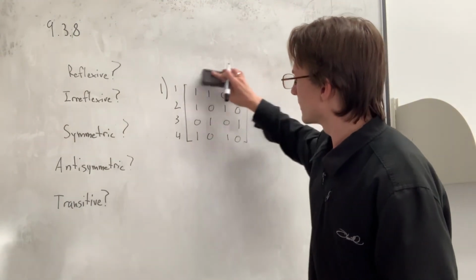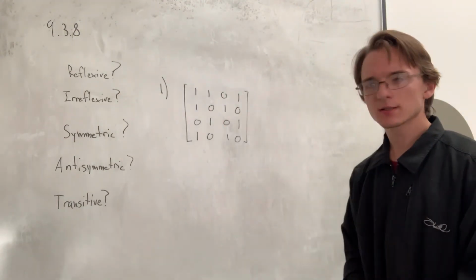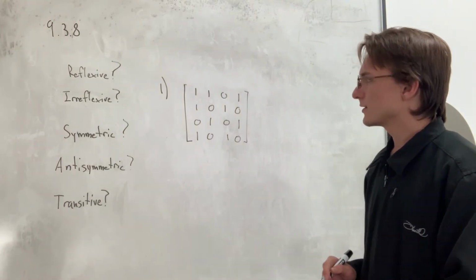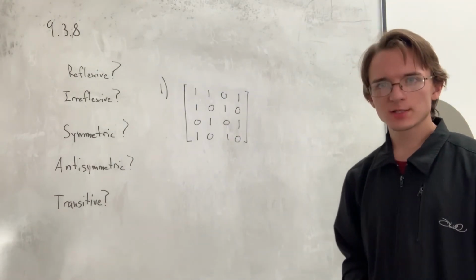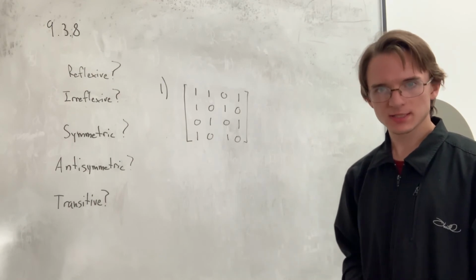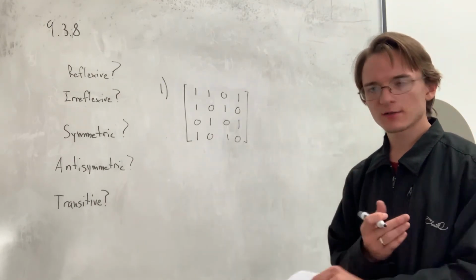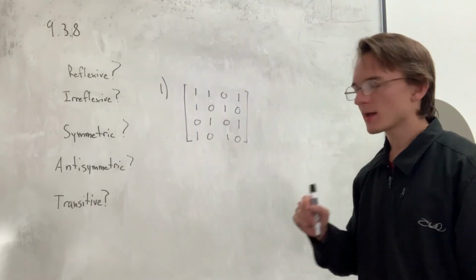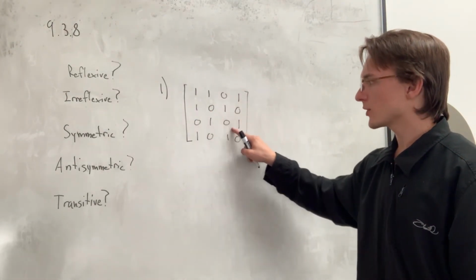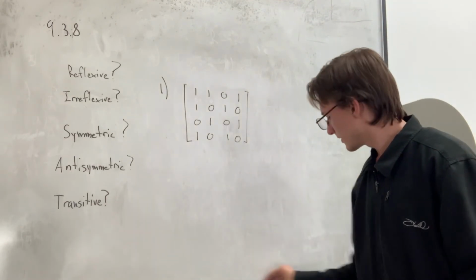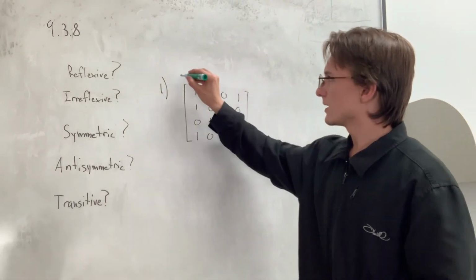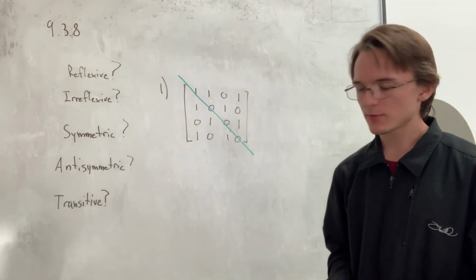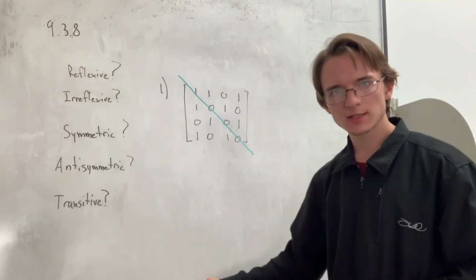So, is this matrix reflexive? Remember, it's reflexive if every single value in our set can be paired with itself. So we have the pairing 1 comma 1, but we do not have the pairings 2 comma 2, 3 comma 3, or 4 comma 4. In other words, at least one value in our diagonal is a 0. So it's not reflexive in all cases.